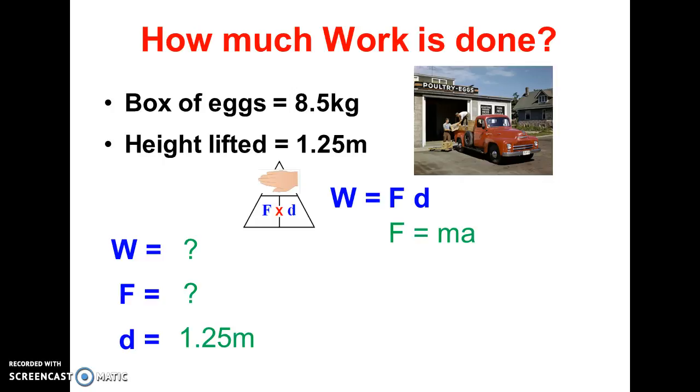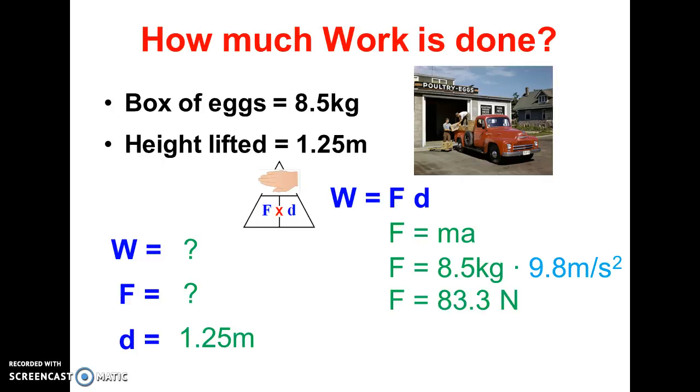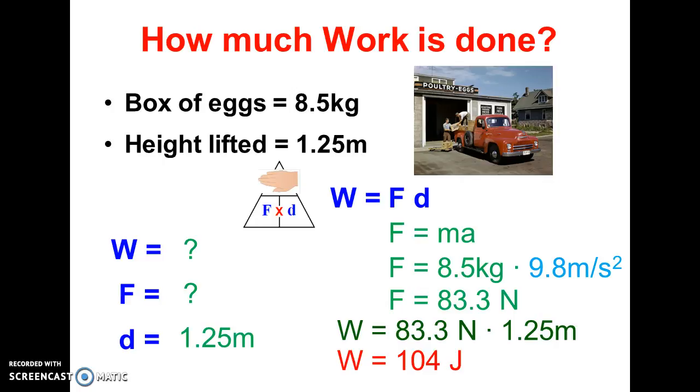And in this case, we're going to use F equals ma to get our force. Force is equal to mass of 8.5 kilograms times an acceleration of 9.8 meters per second squared. And that is equal to 83.3 newtons. So if the object weighs 83.3 newtons, that's the amount of force we're going to need to apply to lift that much weight. So when we plug that force into our work equation, we get 83.3 newtons times 1.25 meters, and we get a work value of 104 joules.